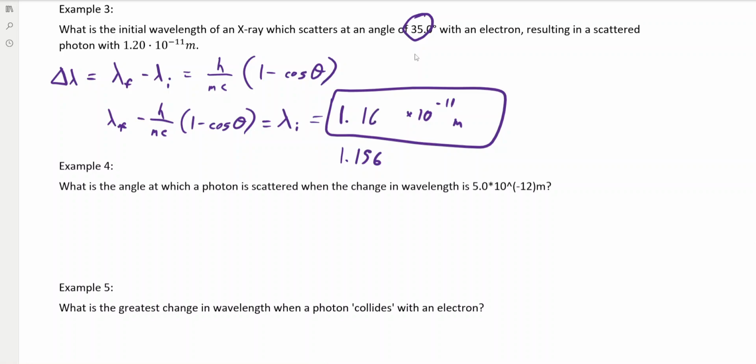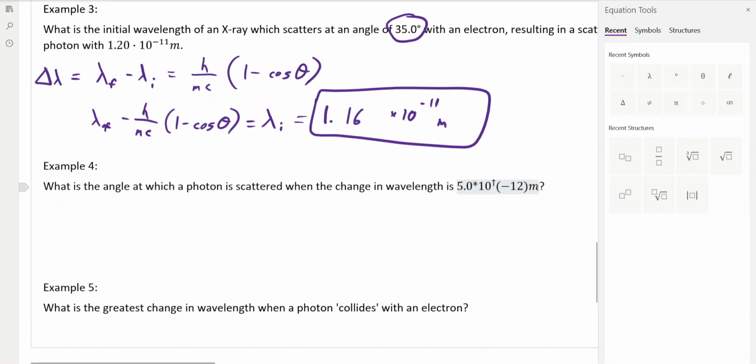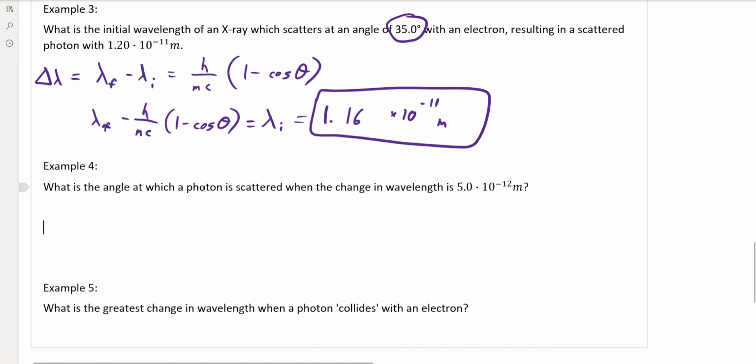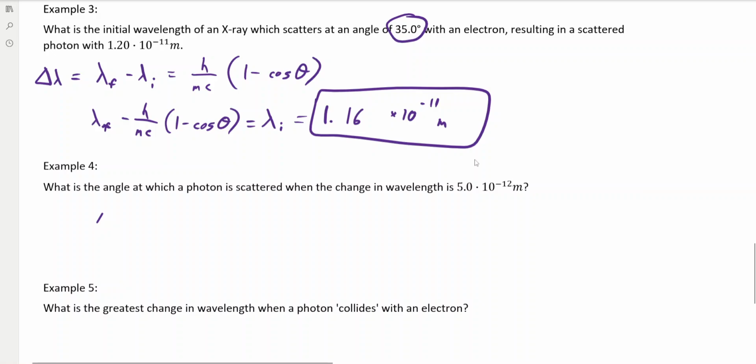So what it would be 1/6. There you go, with 3 sig digs. We'll do that. It's much better this way. Okay, what is the angle at which a photon is scattered when the change in wavelength is this? And I'm going to just quickly fix that. There you go. What is the angle at which it is scattered? So considering this, we actually know the delta lambda is that.